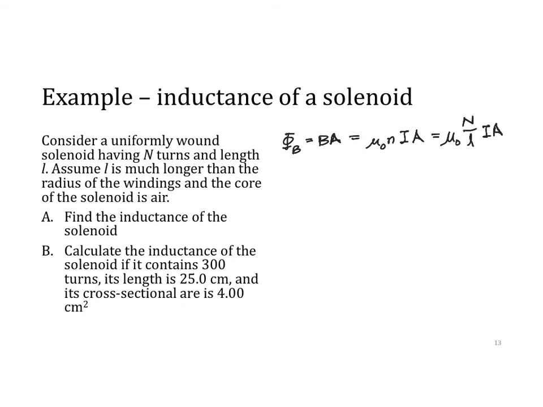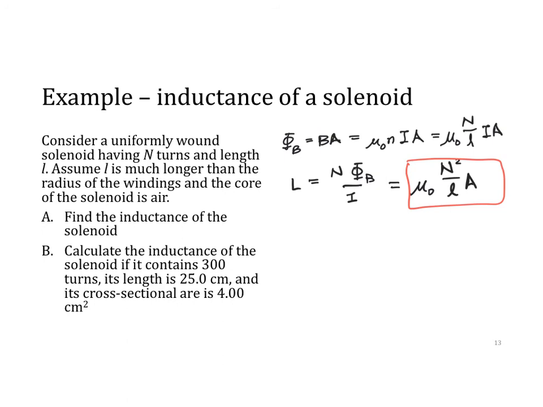Right? And then we're going to use our equation for inductance. So our generic equation for inductance is N times flux over current. If I do that, I end up with mu 0 N squared divided by L times A. And that would be my answer for part A.